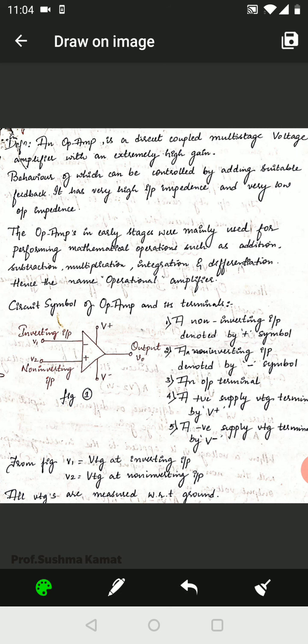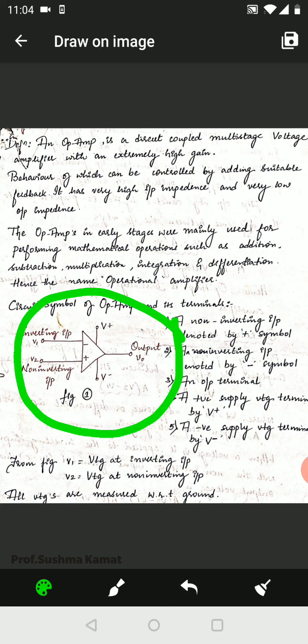Now there are two power supplies. The first power supply is called V plus, which is the positive power supply, and the second power supply is called V minus, which is the negative power supply, and there is an output which is represented by the term V naught. Now all of these are voltage terms.